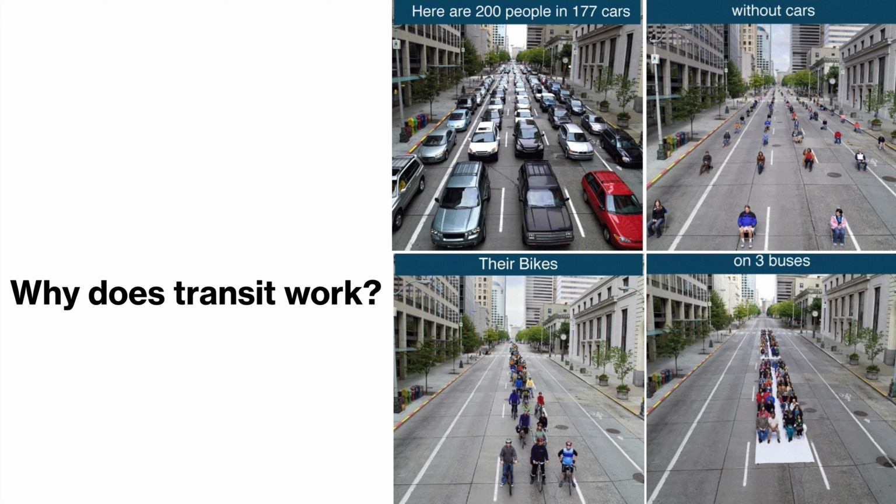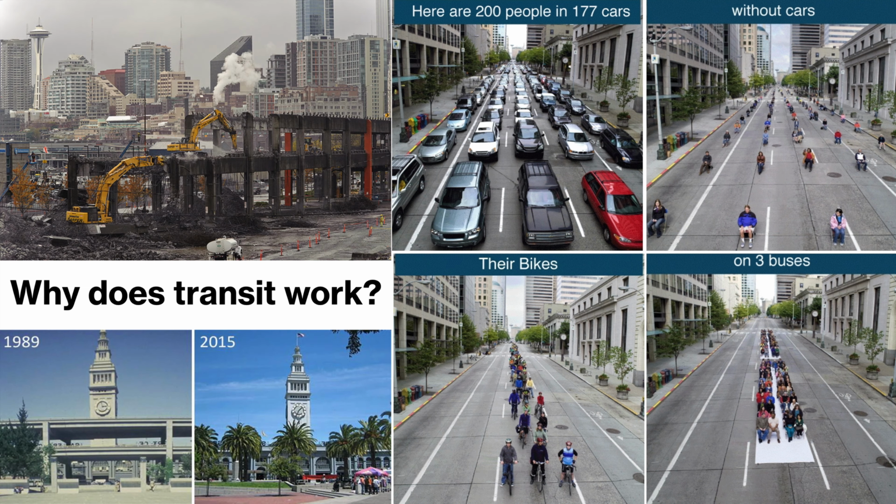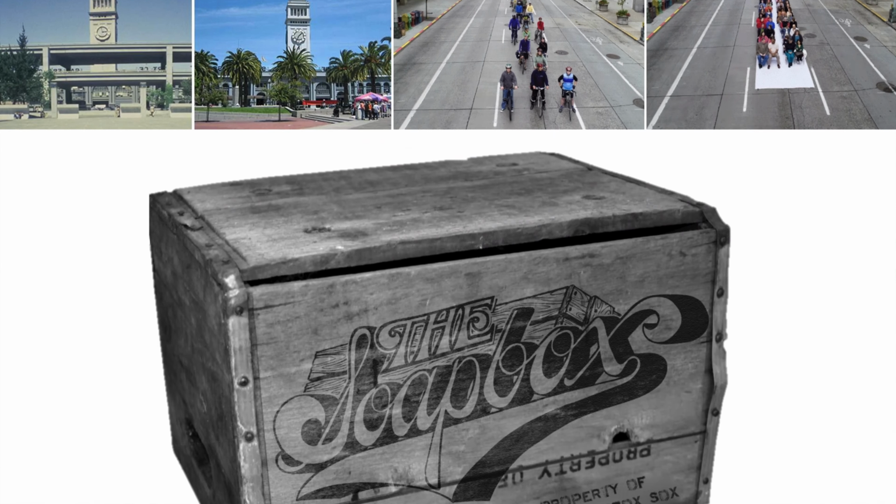So the reason why transit works better than cars isn't a matter of lifestyle, it isn't a matter of ideology, it is simply a matter of geometry, and that can never be beaten. And so, recognizing this, a lot of major cities have been engaged in high-profile highway removal projects, like the Alaskan Way Viaduct in Seattle or the Embarcadero Expressway in San Francisco.